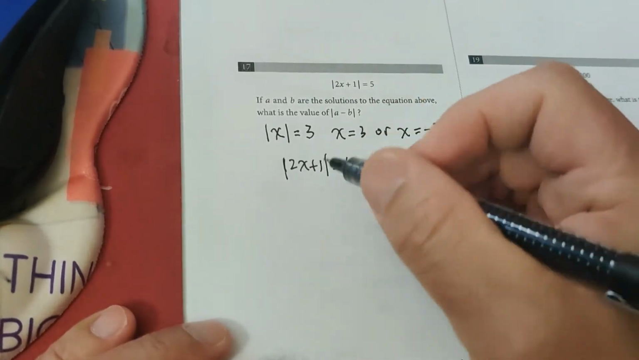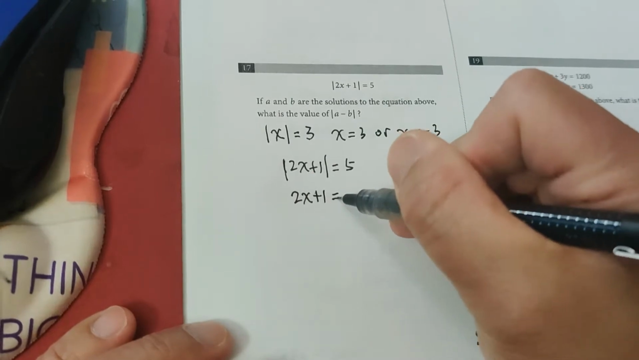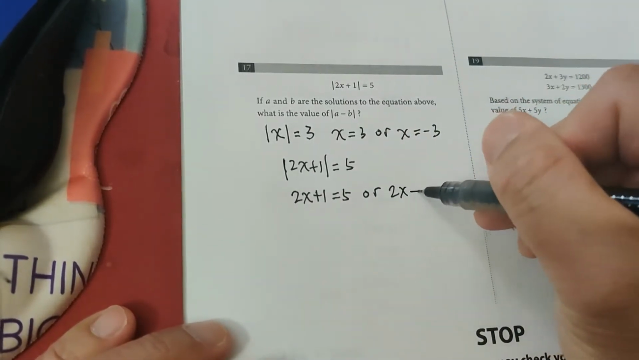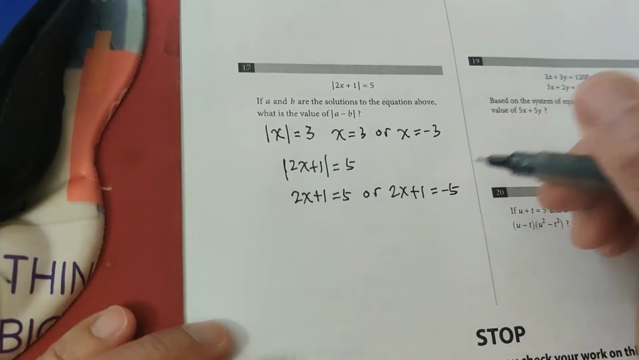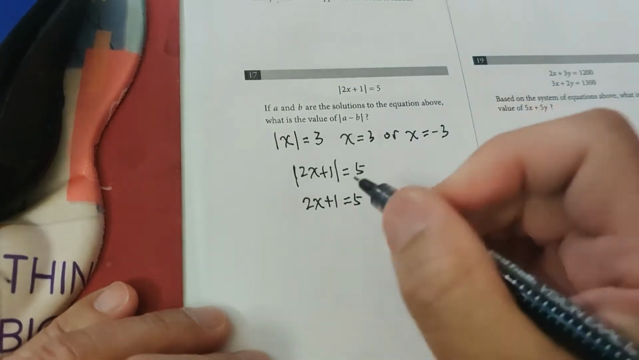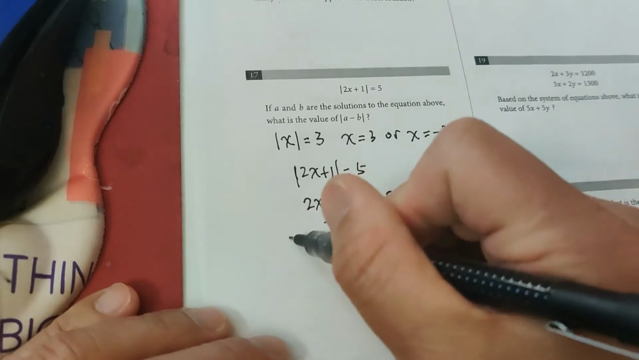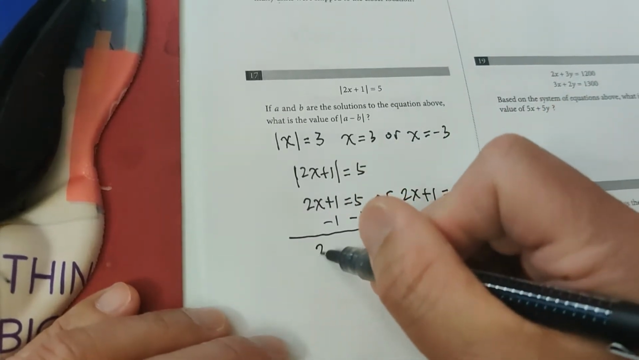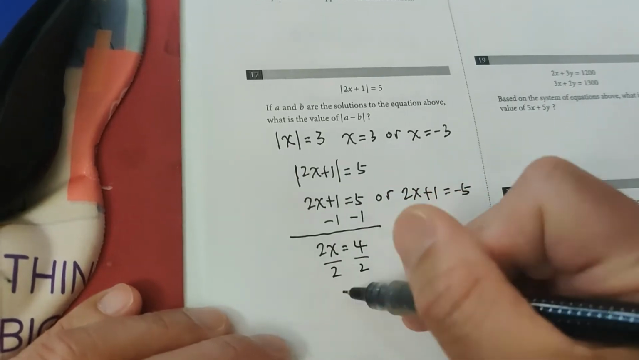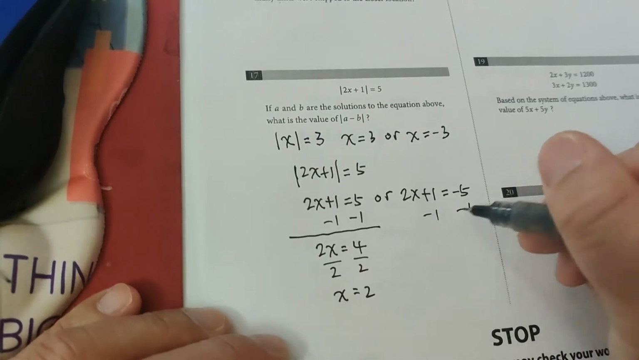So when you take away the vertical lines, 2x plus 1 will be 5, or 2x plus 1 would be negative 5. Okay, then you can just solve for the equations. Alright, let's deal with the first one. Minus 1 on both sides, so you have 2x equals 4. Alright, divide both sides by 2. So x is 2.